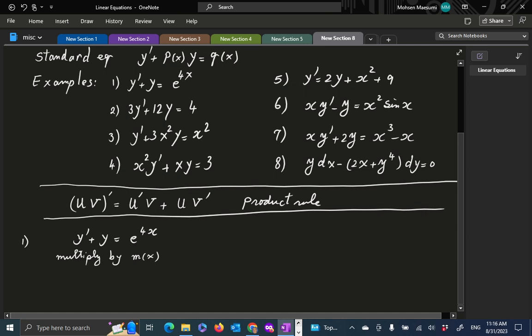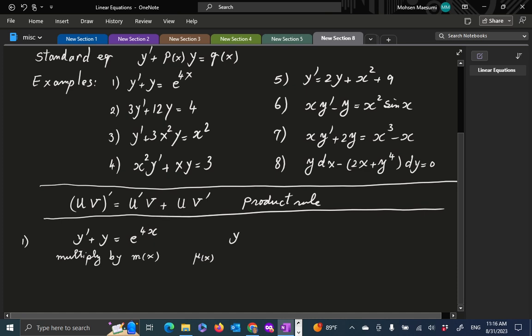Most textbooks use the Greek notation mu of x, but I don't see any reason to inject one more complication of some Greek letter in the middle of this. But in case you feel comfortable, when you're reading your textbook, you might see mu thrown in. But at any rate, I take this and multiply it by m. And to keep it looking like that, I write it on the right hand side.